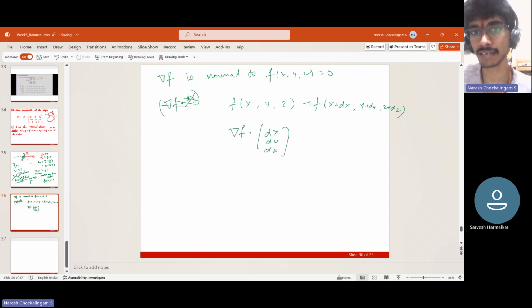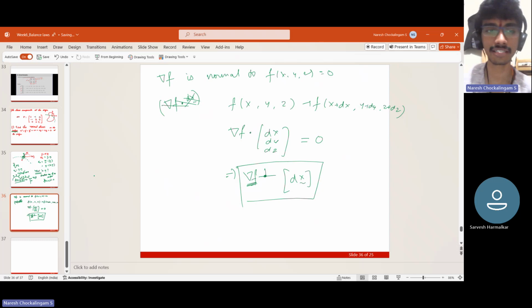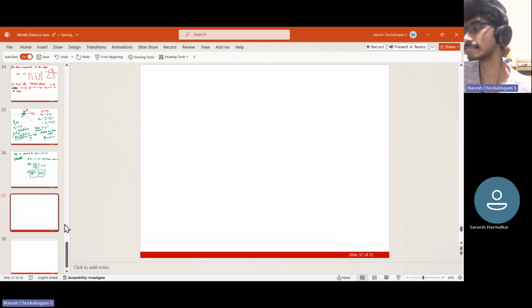Dx, dy, dz are arbitrary scalars. This has to be equal to 0 as long as you remain on the surface, which means grad f has to be normal to any perturbation in the surface. It is perpendicular to dx, dy, dz. This is a basic result you might have seen in physics or maths. So the normal vector field to a given surface f of x, y, z equal to 0 is given by grad f. We can use that to find the outward normal to the sphere.